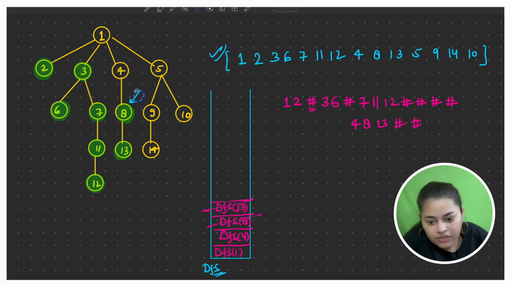Is there any other child for 4 to be explored? No, there is no other child for 4 to be explored. So again, it will be popped, hash will be appended and it will go back, right? Is there any other child for 1 to be explored? Yes, there is 5. So let's come to 5.